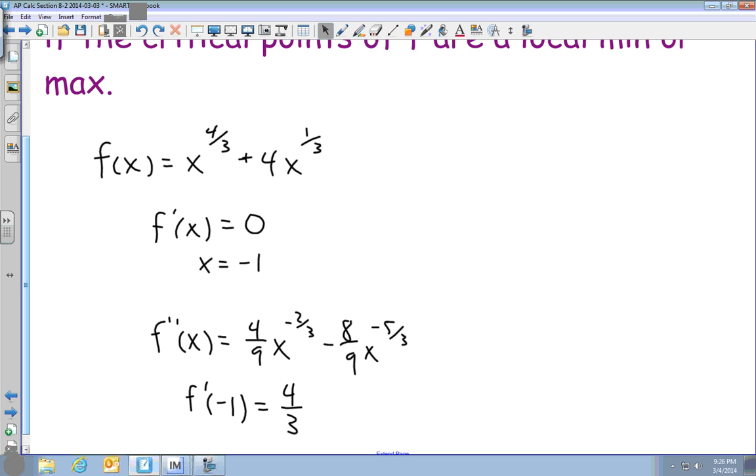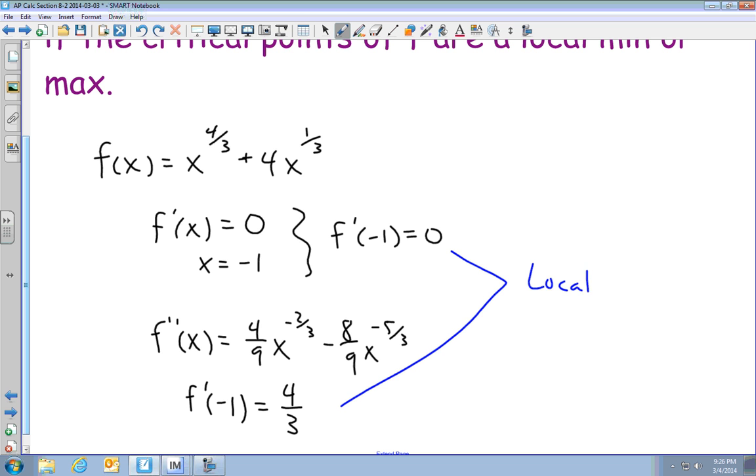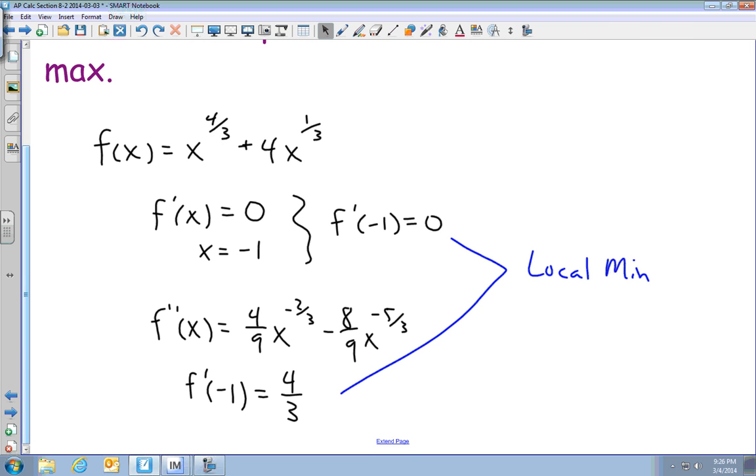So what our second derivative test tells us, since the first derivative was equal to 0 at x equals -1, I guess I should have written it that way, f prime of -1 is equal to 0. And the second derivative was positive there. That means my function was concave up, and it had a slope of 0 at that point, so this must be a local min. That's what the second derivative test tells us. All right, that's as far as we are going for this second part.